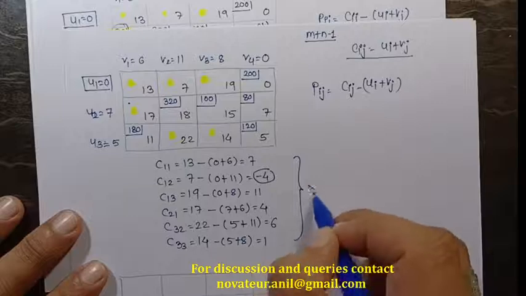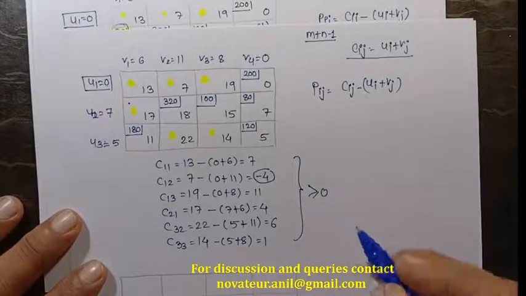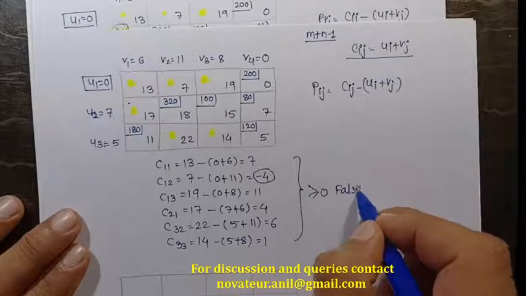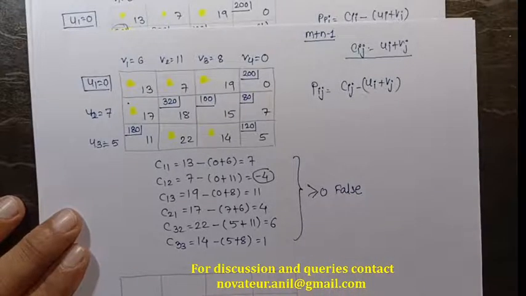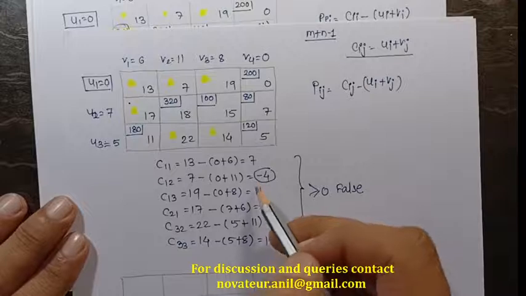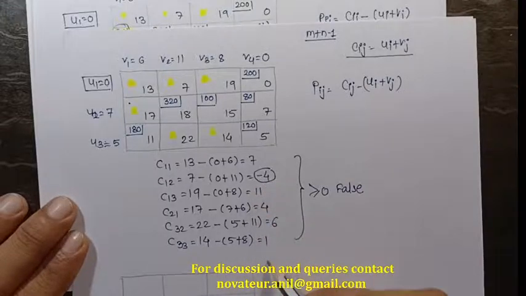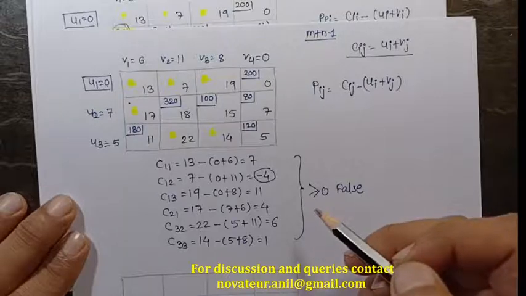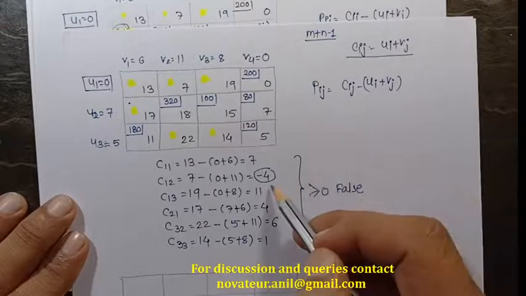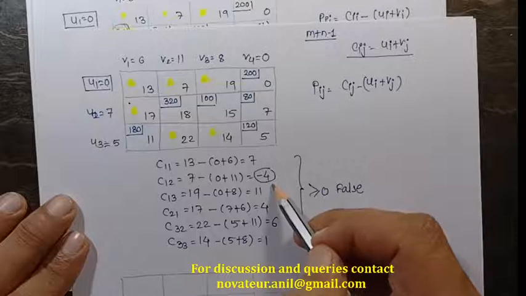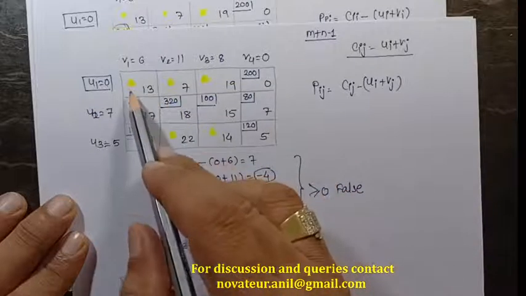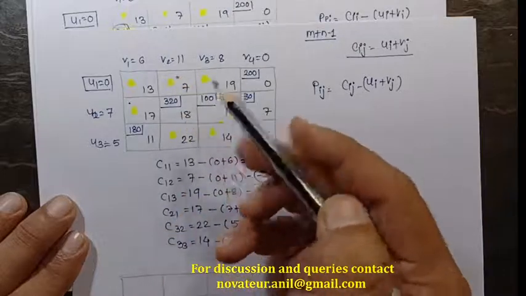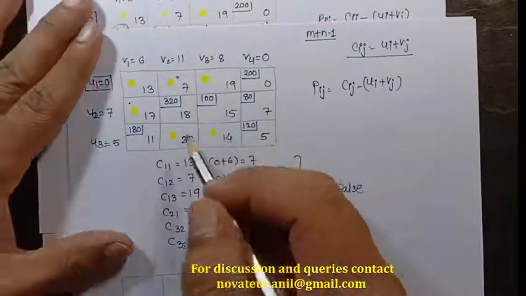For checking the condition of optimality, this all should be equal to or greater than 0, which is here it is false. So we need to identify the non-occupied cells with the highest negative value. There might be possibility that there are some more than one negative values. So here we got only one negative value, that is C12. So C12 is nothing but this cell, so I have to find or form a closed loop.